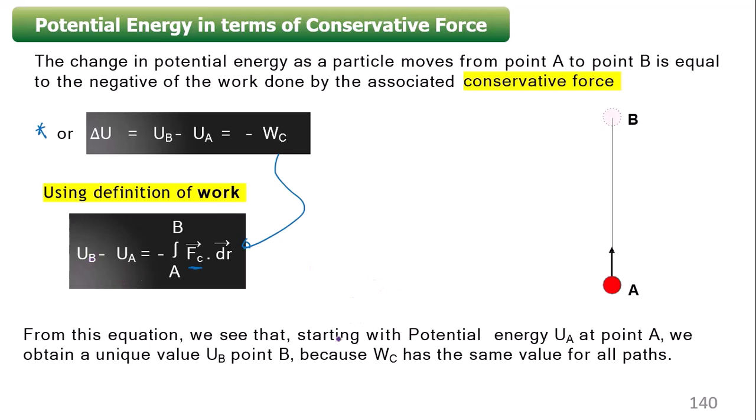So the starting potential is known as UA, that is the initial potential. At point A, I am defining the potential at point A. Corresponding to that point A, I am getting the value of UB. Let us say UA value is equal to 10, and corresponding to that, let us say I am getting UB value as 40. So what is UB minus UA? That is 30. So delta U is basically 30.